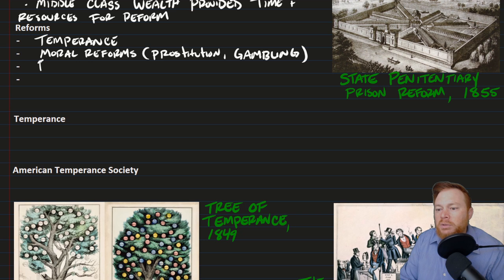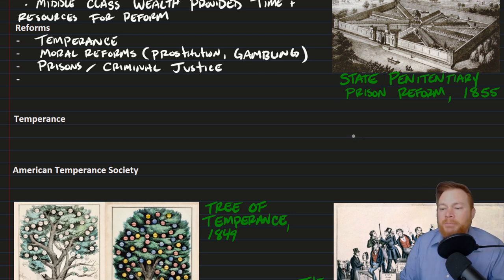Other reforms could be with prisons, or we might call this prison and criminal justice reform. Crime was on the rise, and so the idea was maybe we need to rethink our criminal justice system in order to cut back on crime. And so you see an image here of a state penitentiary, 1855, that was part of a broader prison reform that was going on in the United States.